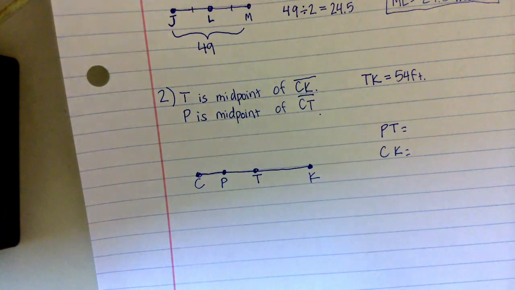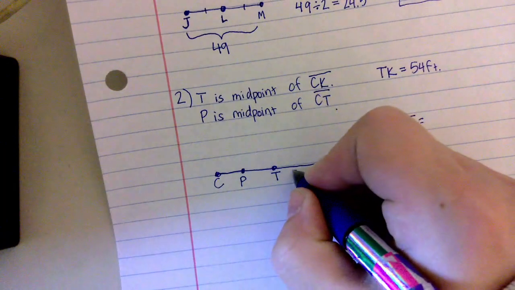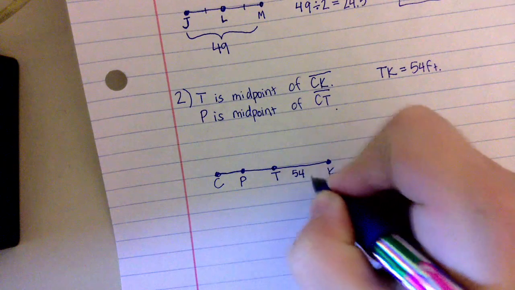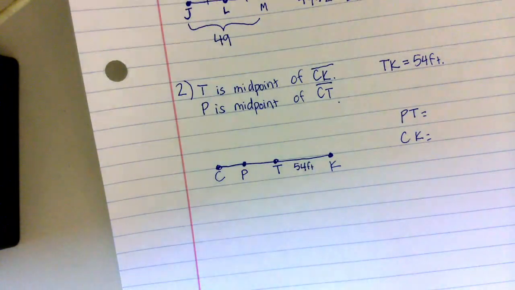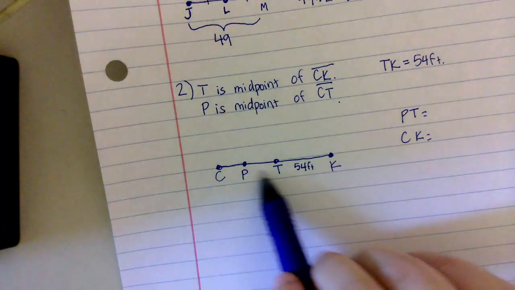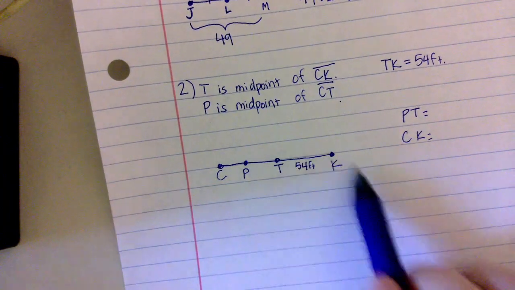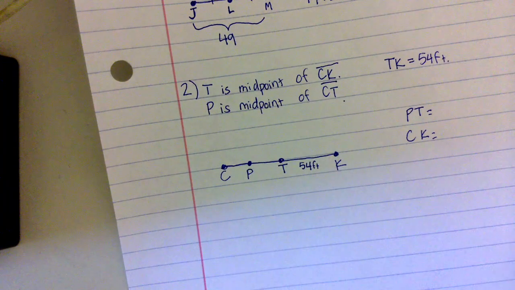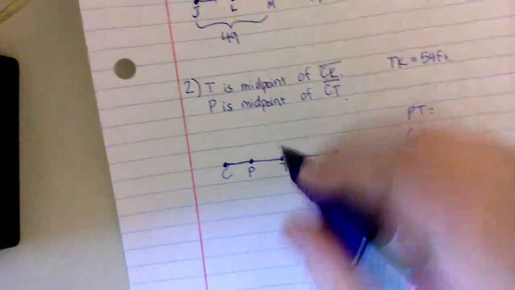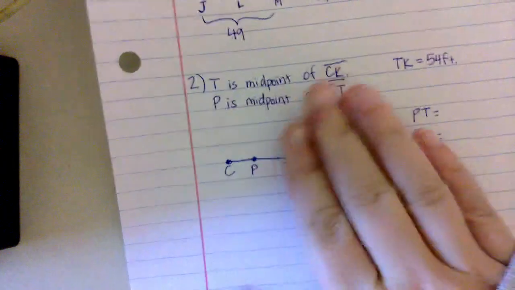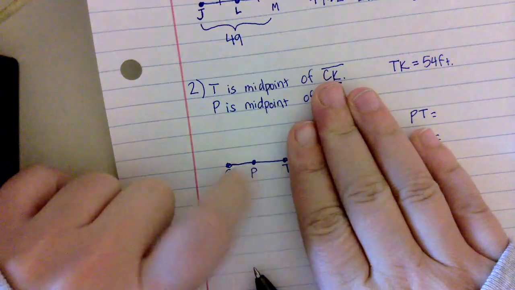All right, we know T to K is 54 feet. So we need to find P to T, this part here, and then the whole thing, C to K. So we need to use this idea of midpoints. So we know that P is a midpoint of C to T. So we know that these two are the same.